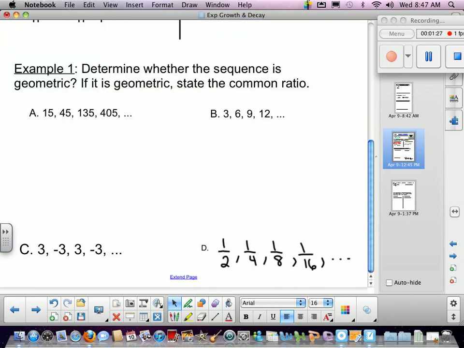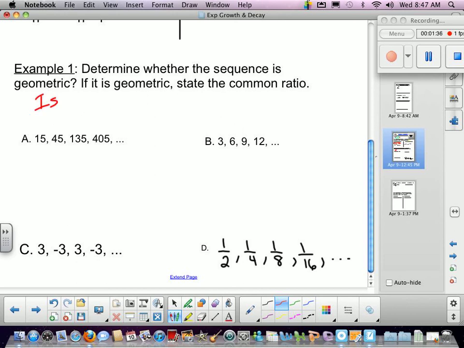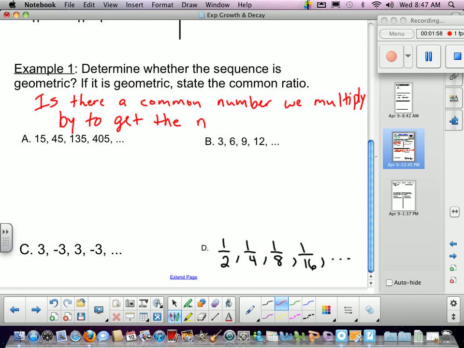All right, let's take a look at the first couple. We're just going to try and look at identifying whether or not something is a geometric sequence. So we're going to ask ourselves this question: is there a common number we multiply by to get the next term? Is there a number that we can multiply each number by to get the next term?